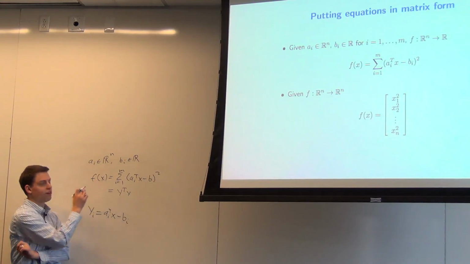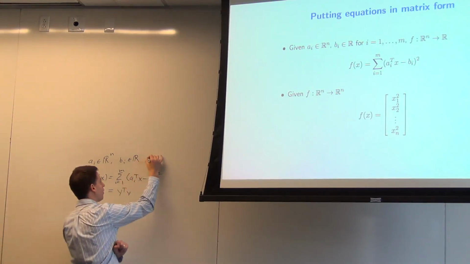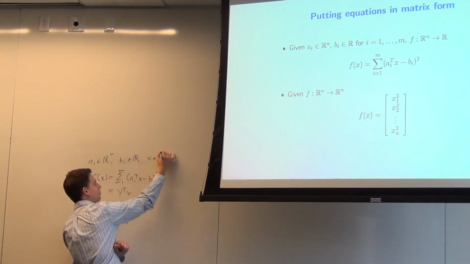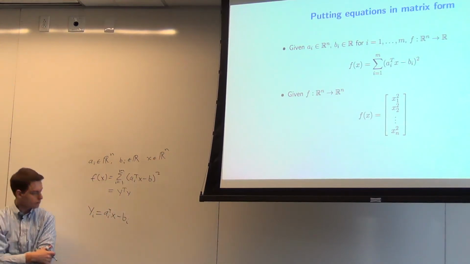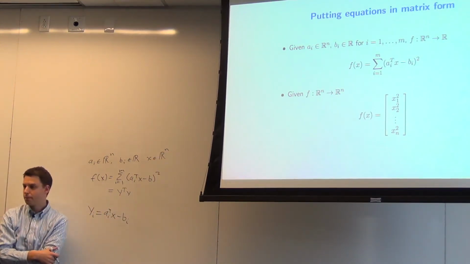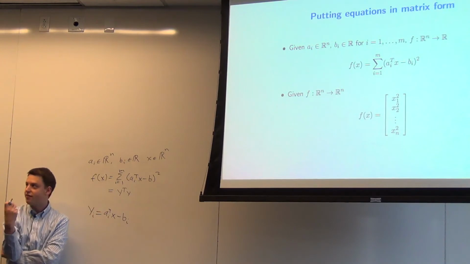X is our input to the function. X is a vector. It's going to be a vector in Rn. I erased the actual function definition, but I'll just write it here. X is a vector in Rn. Yes, it's the input to the function, exactly. We're thinking about vector functions that take vectors as inputs.